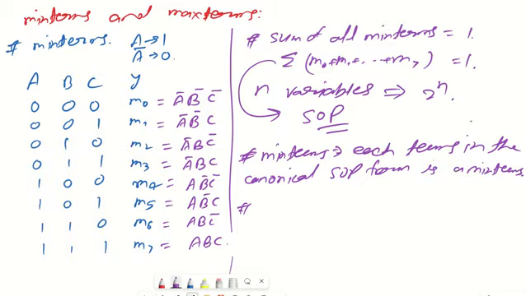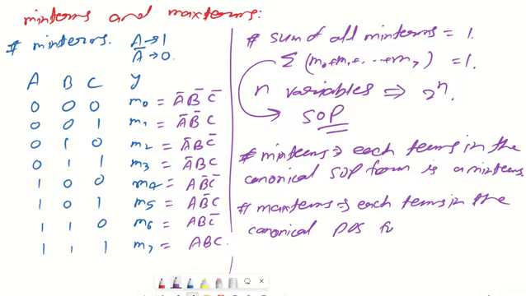I will define the max term also here, so that you can have a proper difference and definition of both. A max term is each term in the canonical products of sum form, like the product of sums form. So each term in the canonical products of sum form is a max term. Just like this min term, we will try to identify the expressions for max terms as well.